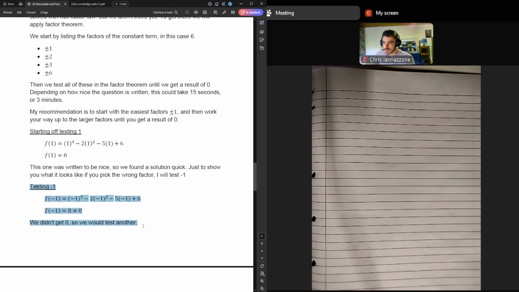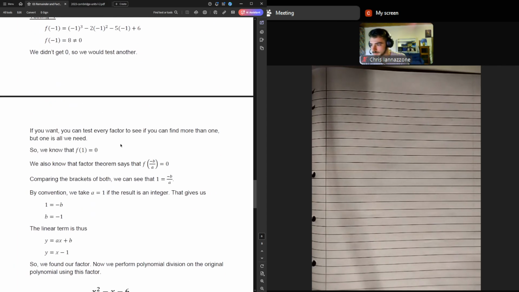The next thing I want to show you is what happens if it doesn't work out. So I said you could test both positive and negative. If you were to test the negative version of that, you would get 8. 8 does not equal 0, and so you would move on to the next number, which might be positive 2, for example. The good news is you only have to find one factor, which in this case we found: sub in 1 for the brackets, and it does give us a remainder of 0.